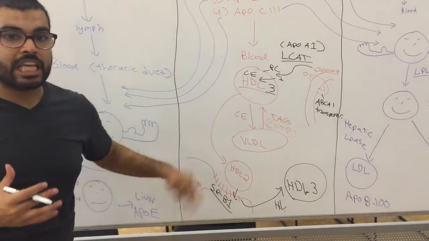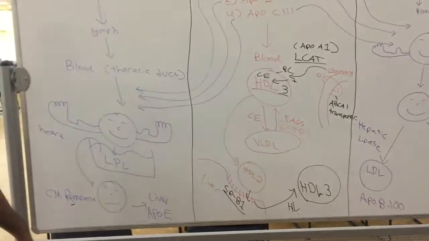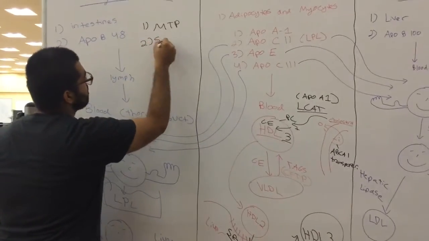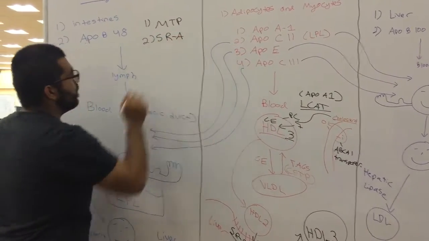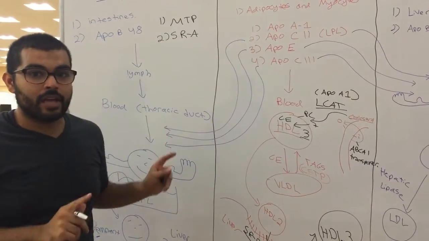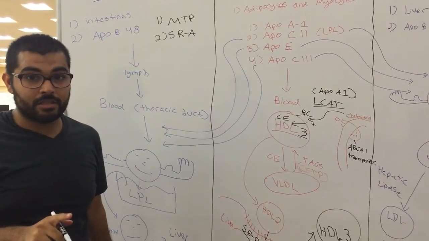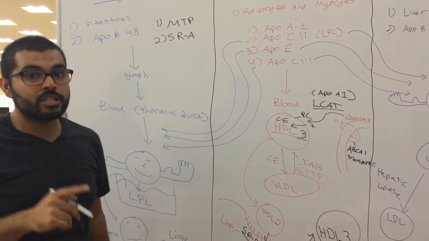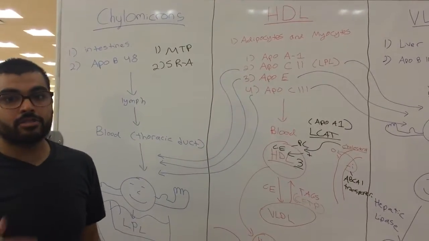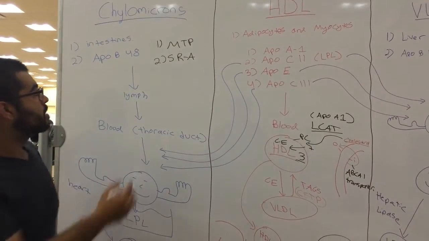Okay? Second thing, you have SRB1, right? Those receptors recognize HDL2. You have something called SRA receptors. SRA receptors, on the other hand, are found on macrophages. I repeat, they are found on macrophages, and their job is to phagocytose oxidized LDL. Okay?